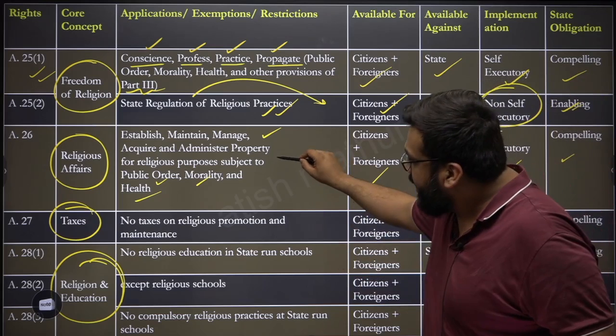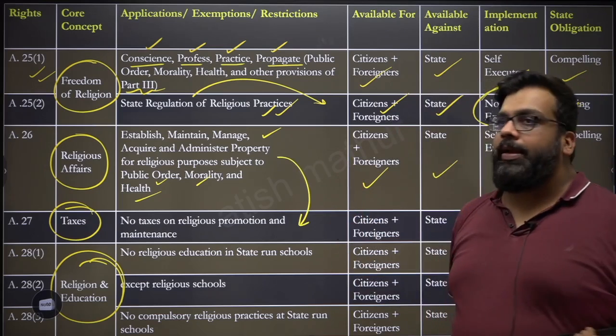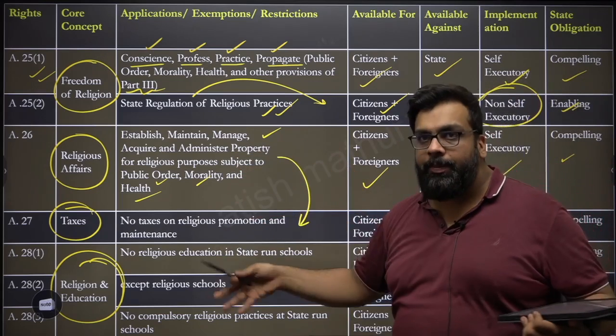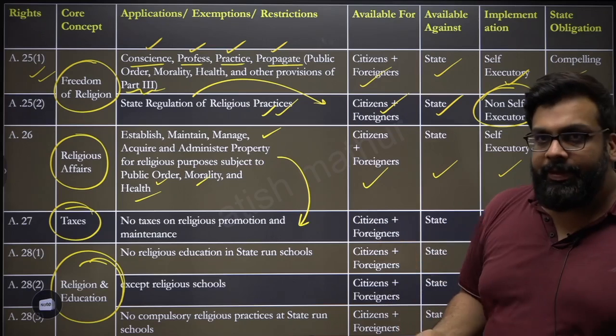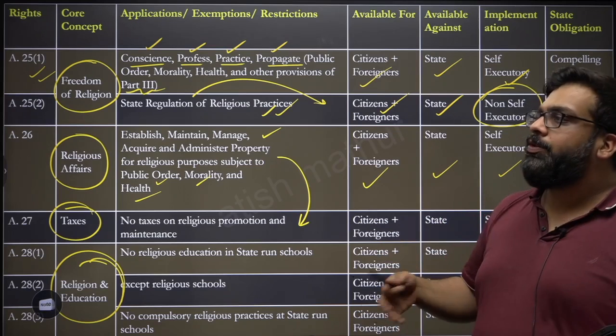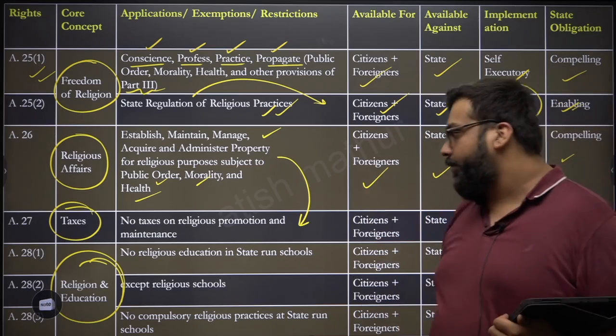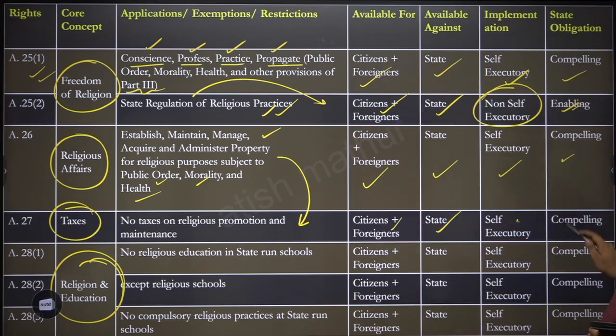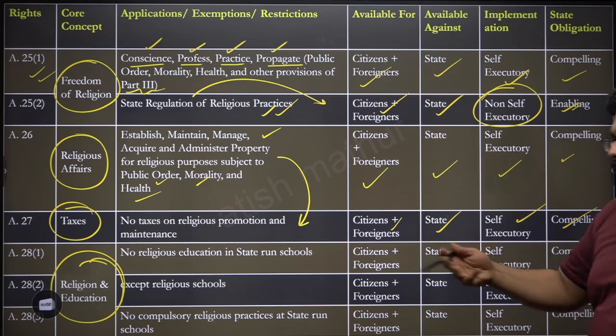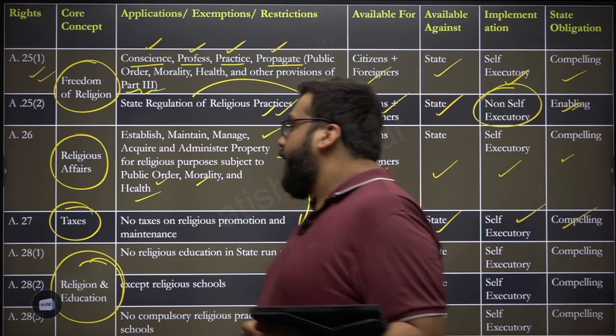And any income that you have through those institutions, through the property, both movable and immovable that you've acquired, any income that you've had will be tax-free, because you're doing the work of God. Again, available to both, against the state, self-executory and compelling in nature. You don't need supporting laws for this.